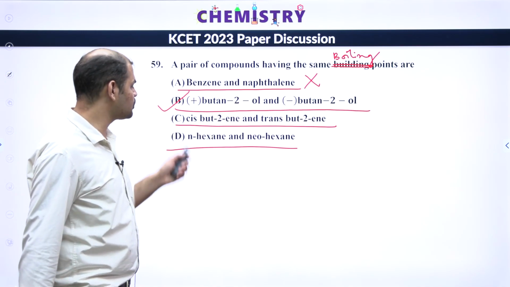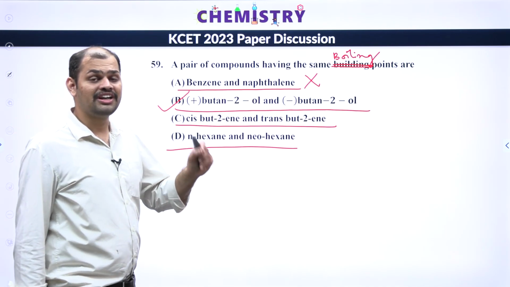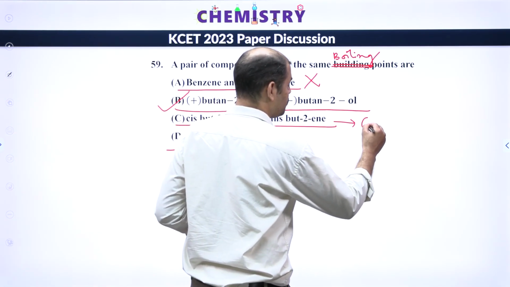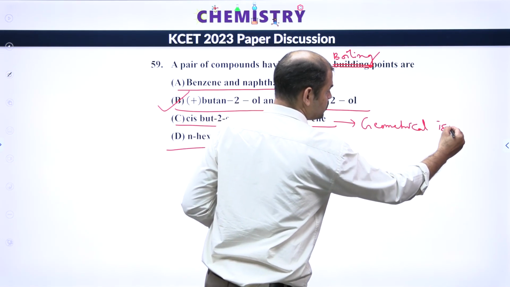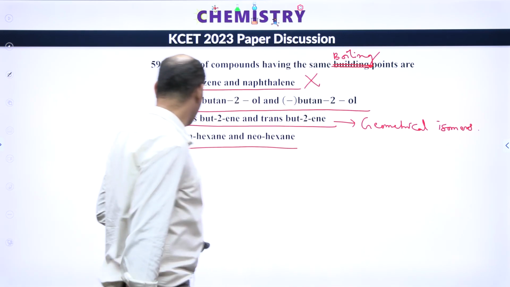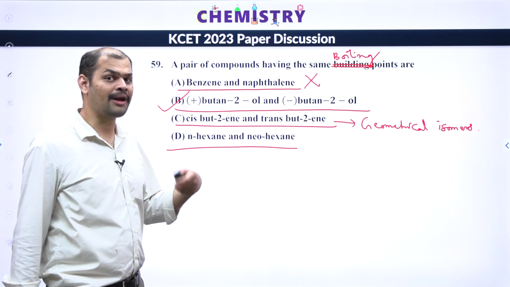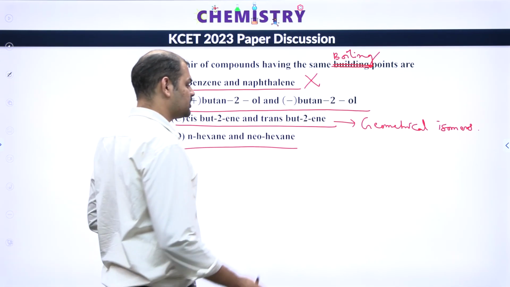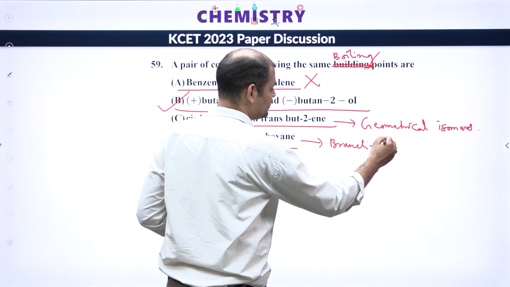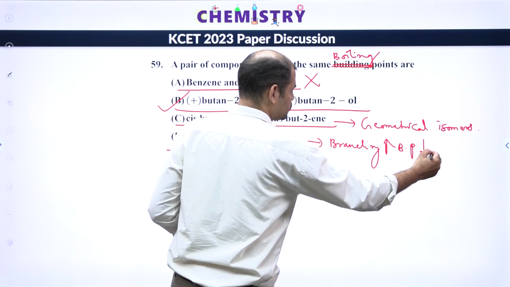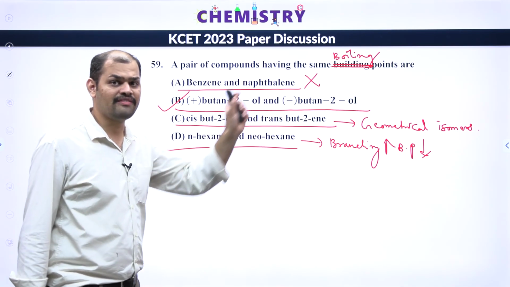But if you analyze the remaining ones also, cis-2-butene and trans-2-butene are geometrical isomers. Geometrical isomers definitely have a difference in boiling point. So the third option, geometrical isomers, have variation in the boiling point. What about n-hexane and neohexane? Whenever branching increases in hydrocarbons, boiling point decreases. I will write the reason: branching increases, boiling point decreases. So the only option left is B, whereas these two are optical isomers which have the same boiling point.